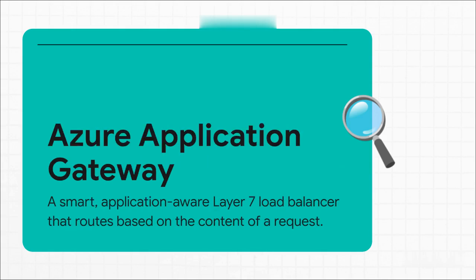And then we have the Azure Application Gateway. Now, this is the intelligent director. It operates at layer 7, the application level. That means it actually understands the language of the web. It speaks HTTP. It can peek inside a user's request and make really smart routing decisions based on things like the URL they're trying to visit.